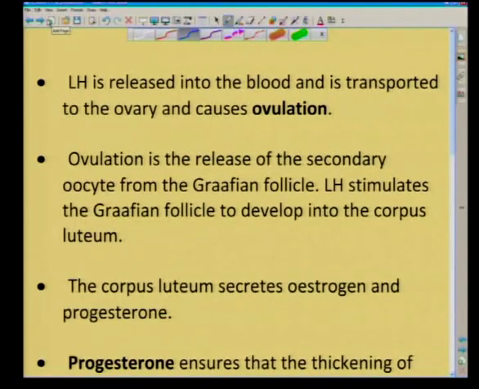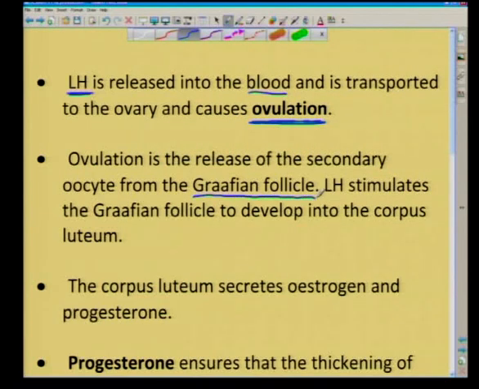All right, now the LH is released into the blood, and now remember it's a hormone, luteinizing hormone, and it's released into the blood, and where does it go? It goes to the ovary and causes ovulation. All right, ovulation is the release of the secondary oocyte by the Graafian follicle.